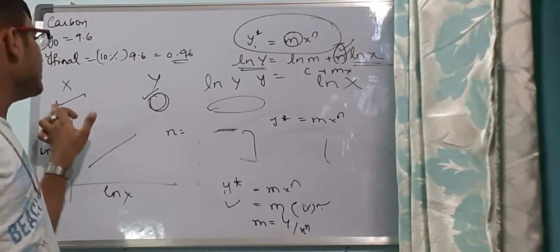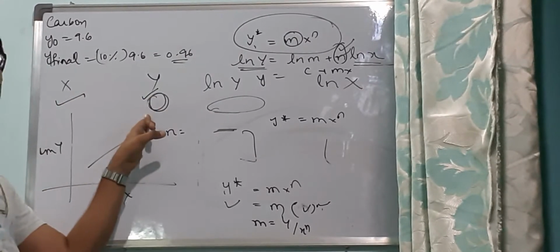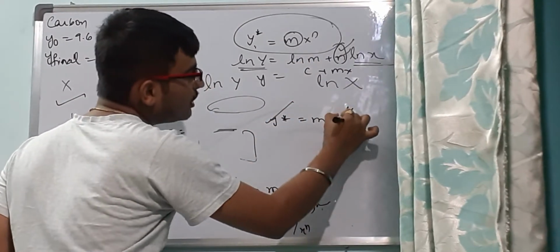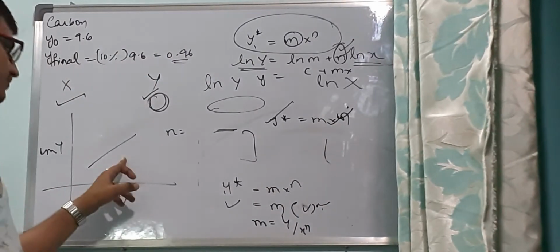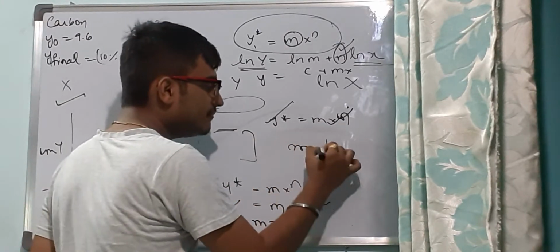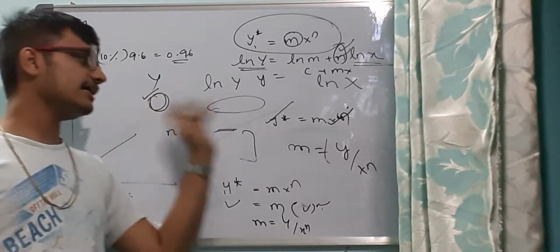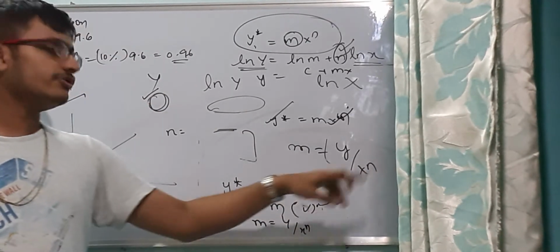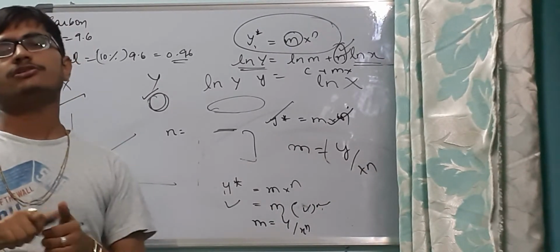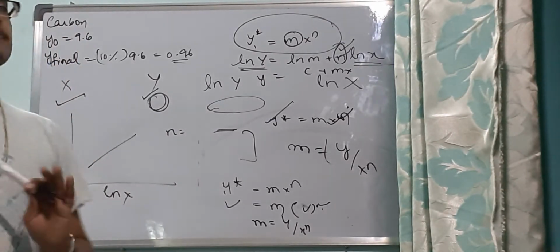From the x and y values you found from the given data, select any one point. The n value you already have from your slope. So you can calculate m is equal to y by x power n. For the point you selected, you substitute y and x, and the n value already calculated from the slope, and you can calculate your m value. So is it clear? This is how you verify the Freundlich equation. This is the first part of the question.